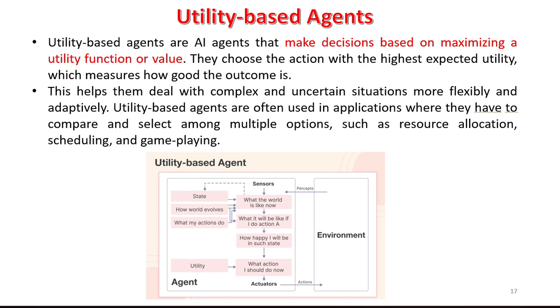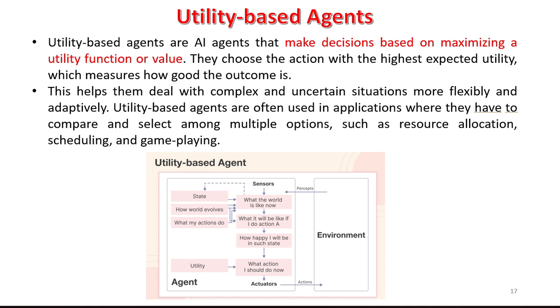Next one is utility-based. The utility-based agent makes decisions based on maximizing the utility function or value. They choose the action with the highest expected utility, which measures how good its outcome is. So how are we using the model? What is the utility? What is the purpose of that? It helps to deal with complex and uncertain situations, with more flexibility and adaptability.